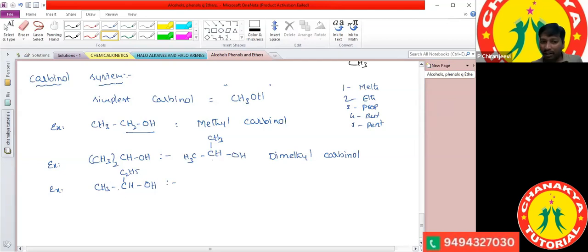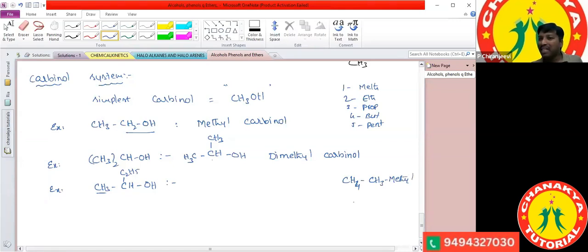You are telling that this carbinol is attached on one side with the CH3 group. Actually, the CH3 group is called a methyl group. Methane, what is the molecular formula of methane? CH4. From methane, if you remove one hydrogen atom, that we can call a methyl group.